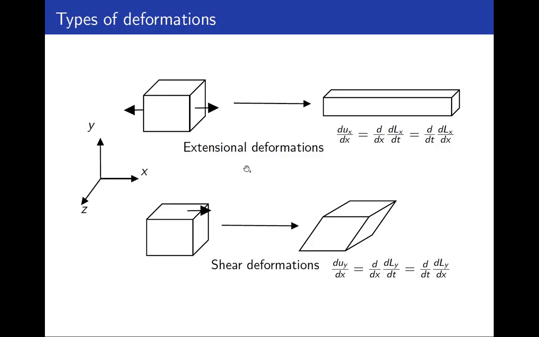Extensional deformations are known as volumetric deformations, where the volume of the fluid is going to change. However, the shape of the material is going to remain the same. How do we measure these deformations? We calculate the derivative of the velocity in the x direction with respect to x, because the fluid or the material is moving in this direction, and the changes are also happening in the x direction because we are applying a force in x. Nothing is really happening in y.